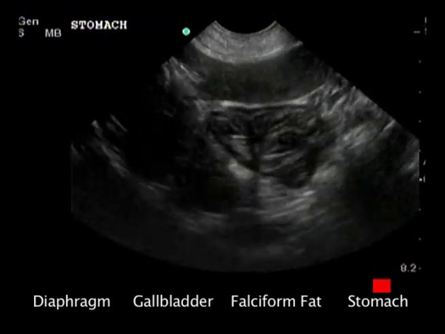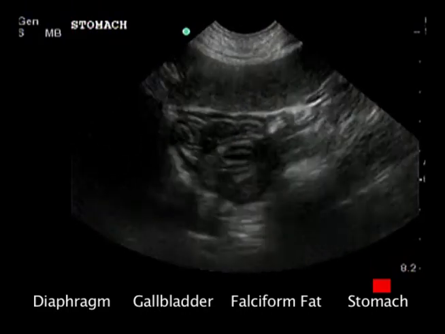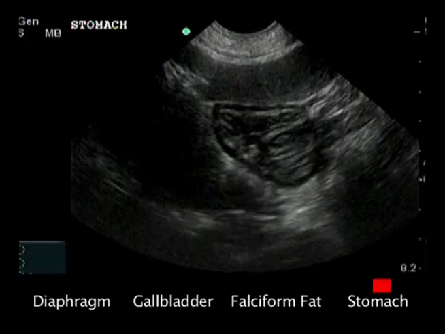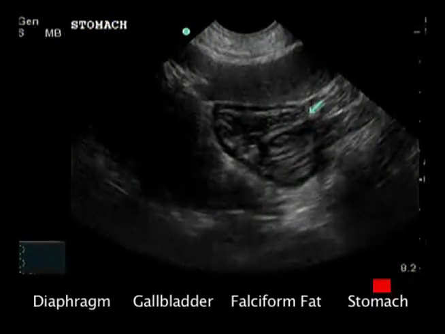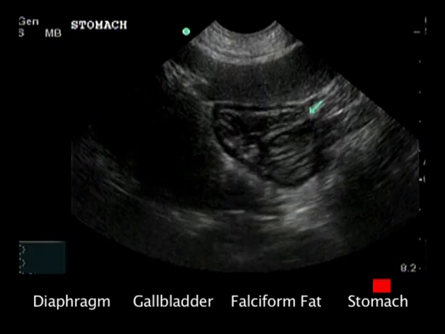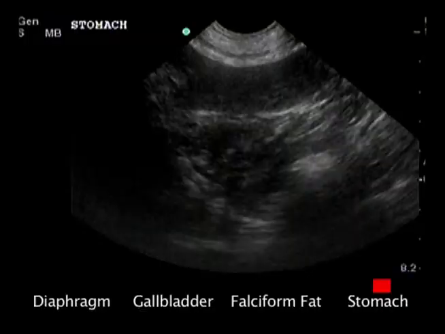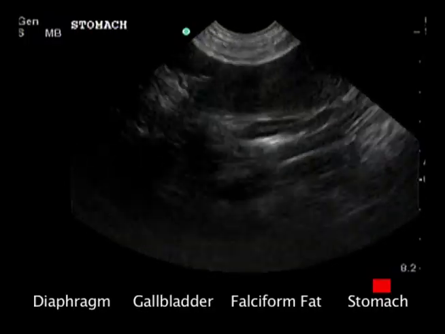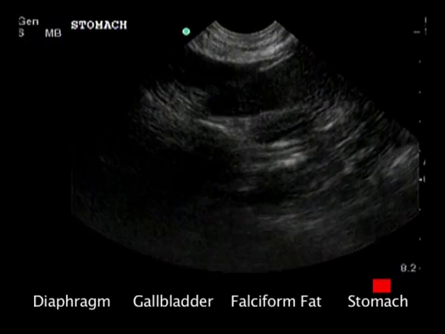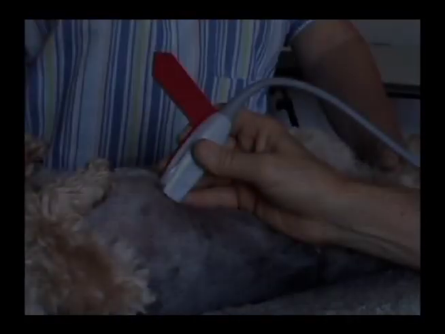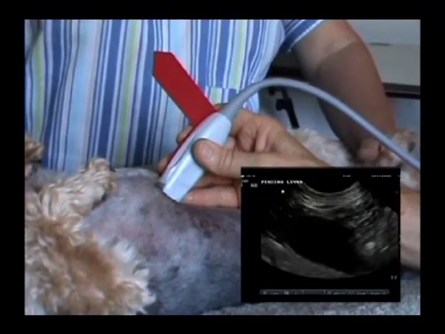The stomach is caudal to the liver. The stomach in the cat usually ends at the ventral midline and may not be seen unless you fan or slide to the patient's left. The stomach extends further to the patient's right side in the dog. This is a 12-pound Yorkie.